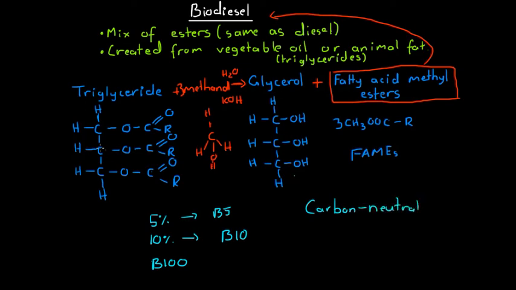So we just know that there are lots of different triglycerides with different alkyl groups on them. What we do is we hydrolyze the triglyceride with water and some methanol to produce glycerol and these fatty acid methyl esters, and they are the things that we are after in order to produce our fuel. They are the fuel that we are using and that we are burning.